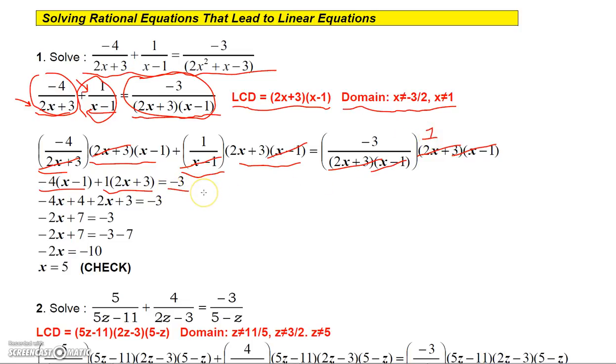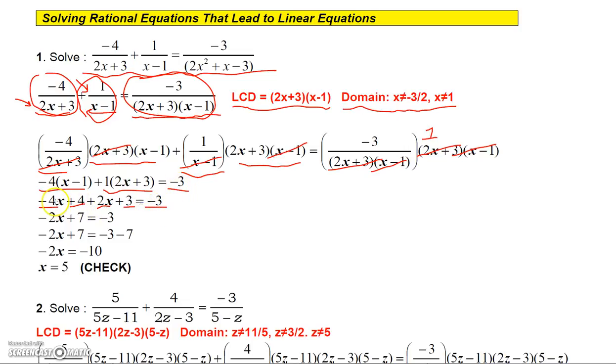So now I've converted this rational equation to a linear equation, and we can finish it by using properties we learned earlier. We can distribute negative 4 through here. Negative 4 times x is negative 4x. Negative 4 times negative 1 is plus 4. Here, 1 times 2x is 2x, and 1 times 3 is 3, so there's not much to do there. And over here I have negative 3, and I just bring that down.